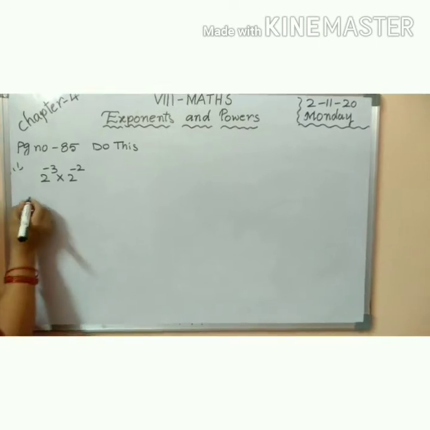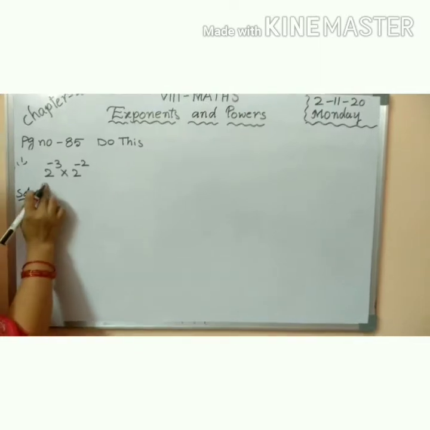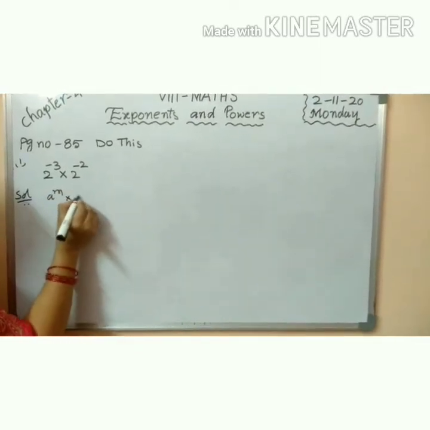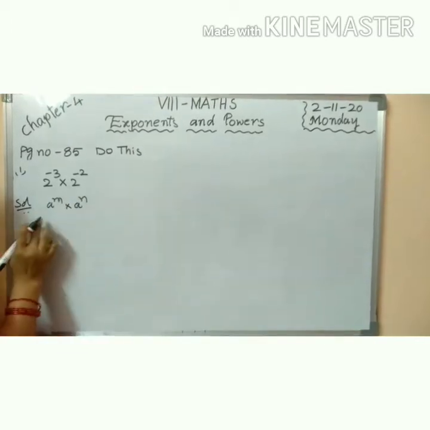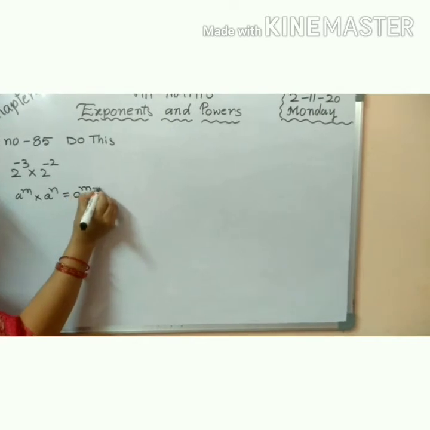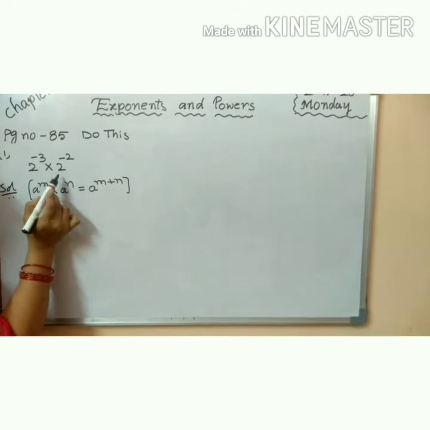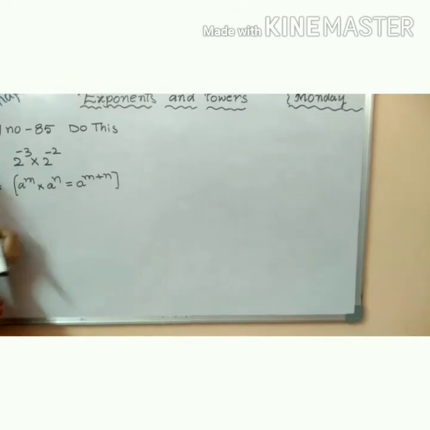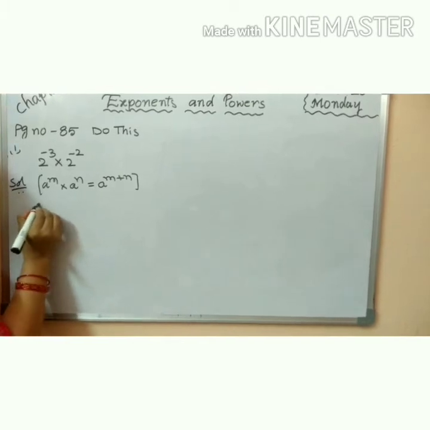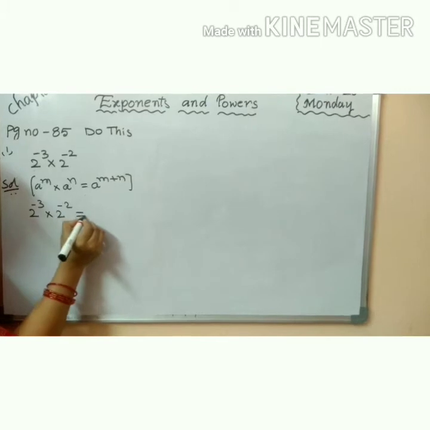Okay. So here in this case, observe that in this problem, first we observe that it is a power m, and comparing with the formula a power m into a power n equals a power m plus n. Did you understand, children? It is a power m and a power n equal to a power m plus n. Laws of exponents. Okay. So we will write 2 power minus 3 into 2 power minus 2 is equal to.